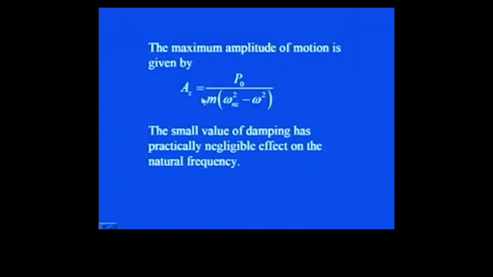And in case we want to find out the maximum amplitude, the maximum amplitude will occur when sin omega t is equal to 1. So, that will become P naught divided by m into omega n z square minus omega square. A small value of damping has practically negligible effect on the natural frequency, that we have already seen when we were discussing the forced system and free system. There we saw that if the damping value is quite small, it has a negligible effect on the system. Now, this was about the vertical vibration of the block foundation.